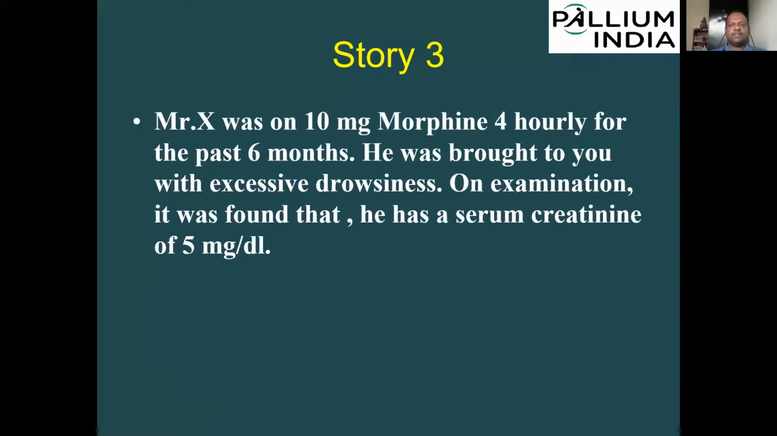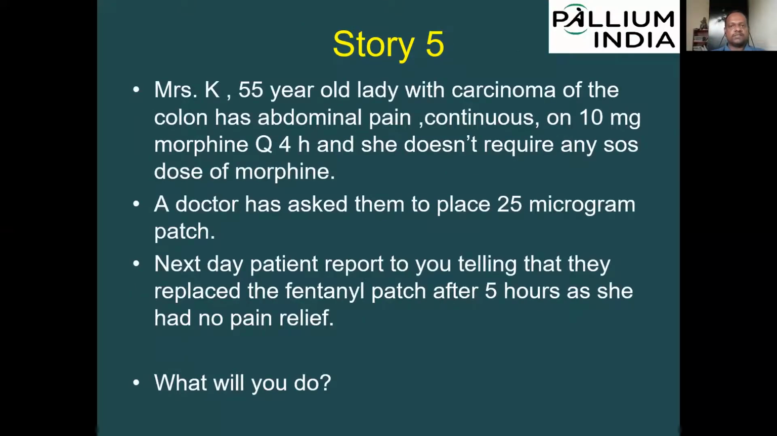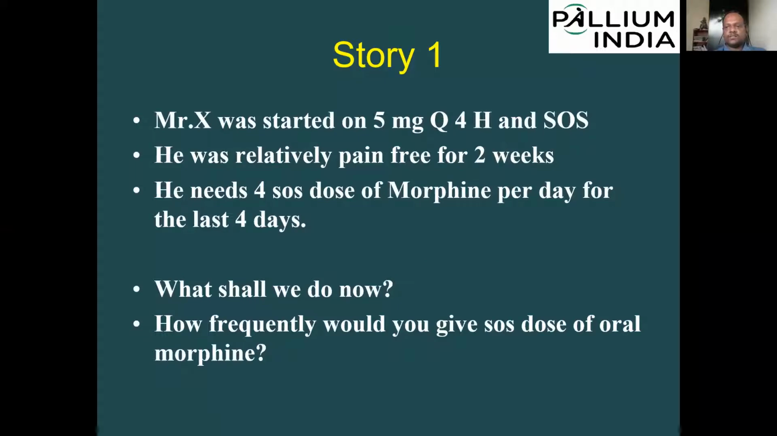Okay, we will discuss these patient stories now. So this was the first patient story, Mr. X. Our patient, whom we have given intravenous morphine trial, was started on 5 milligram of morphine 4 hourly and SOS. He was relatively pain-free for the last 2 weeks, but then he needed 4 SOS doses of morphine per day for the last 4 days. What shall we do now? And how frequently would you give SOS dose of oral morphine?